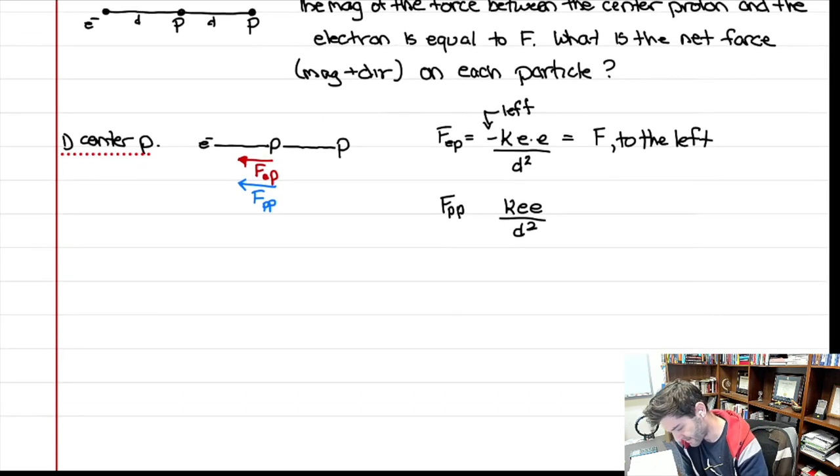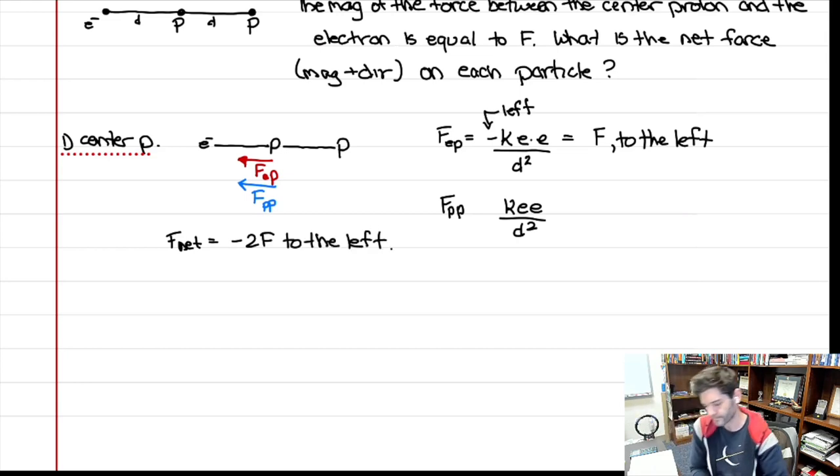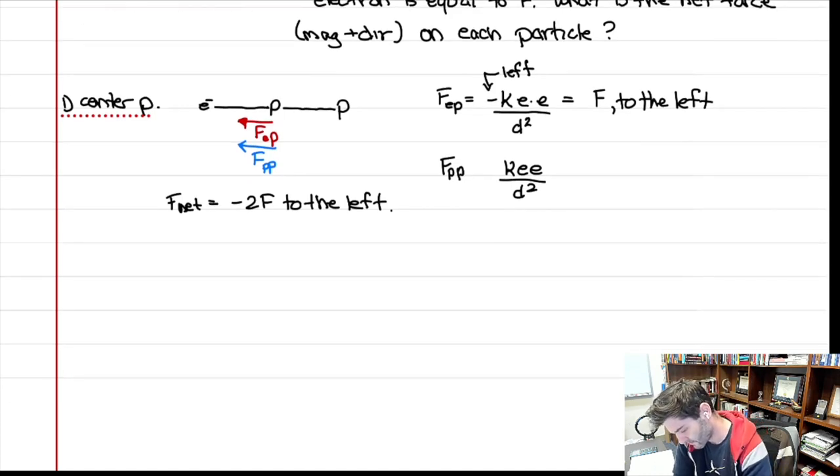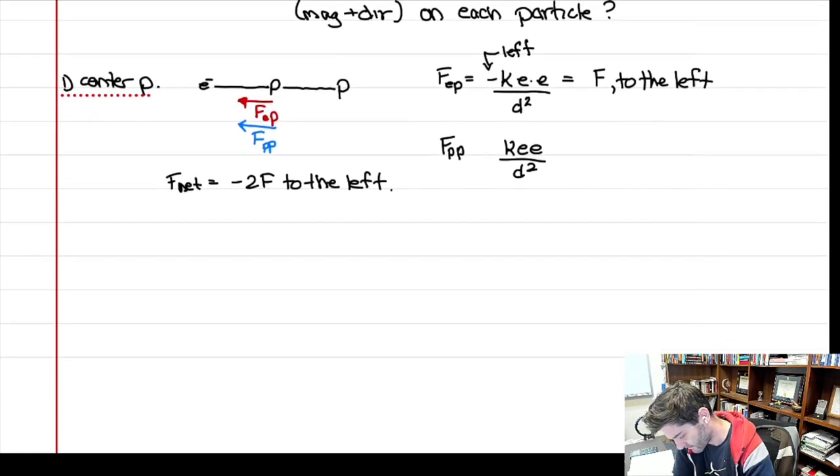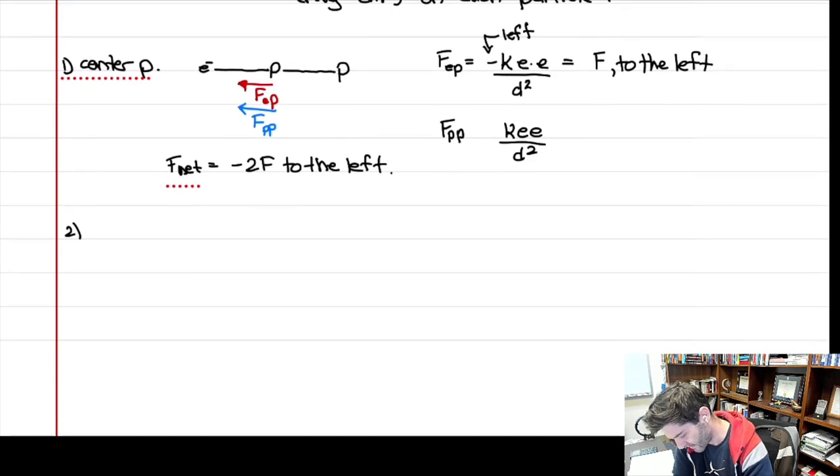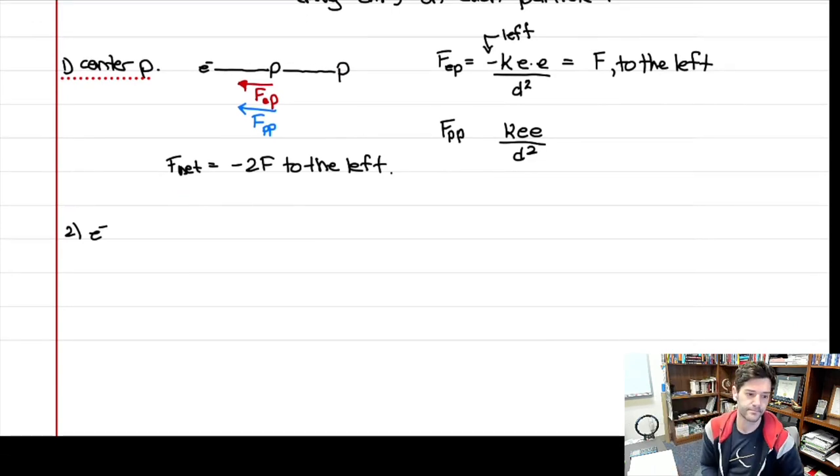So it looks like the net force is -2 times F to the left. That would be the net force on that center proton. What about, say, the force on the electron?